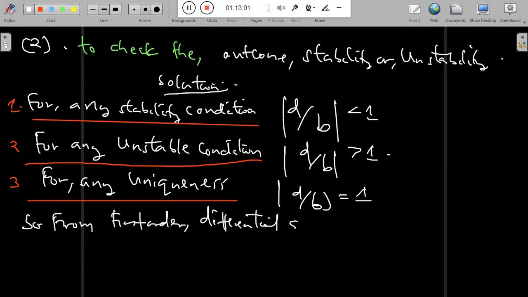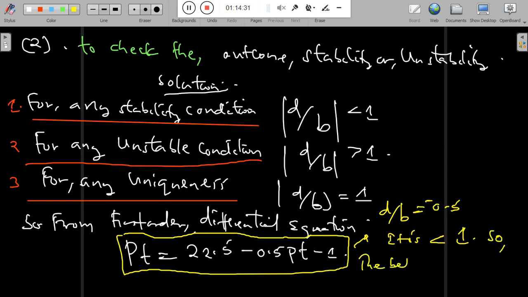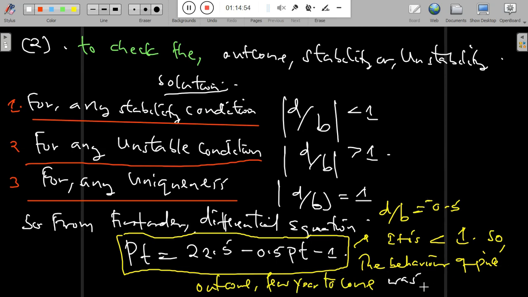Remember, D over B is a coefficient from the equation of the linear first order differential equation that enables us to predict the behavior of the prices in the few years to come. That is P_t equals 22.5 minus 0.5 P_(t-1). So since the coefficient D over B is negative 0.5, and negative 0.5 is less than 1, this proves the condition for stability. So the behavior of the price for the few years to come is stable. So that is how it is.